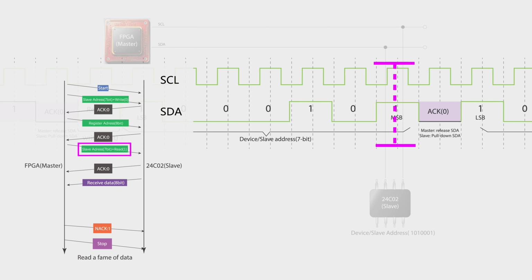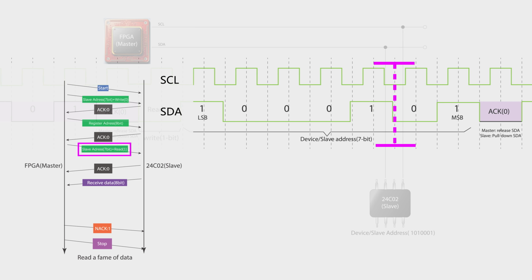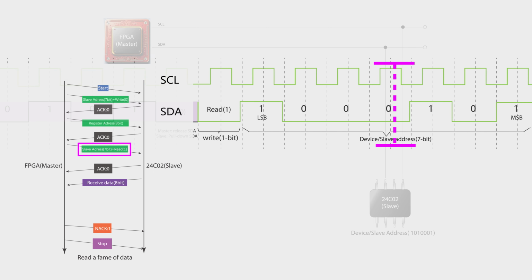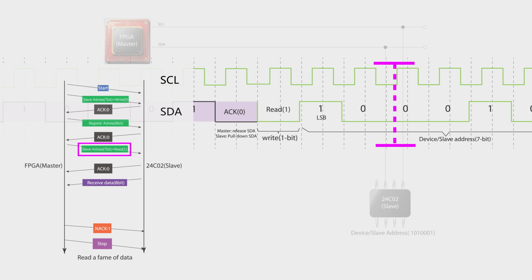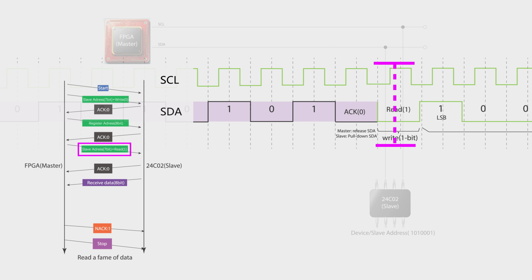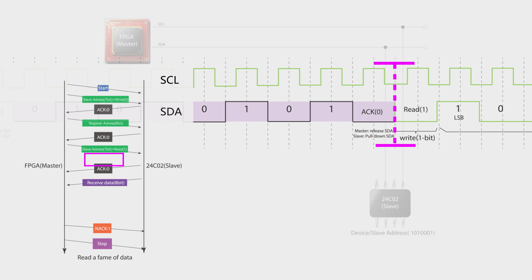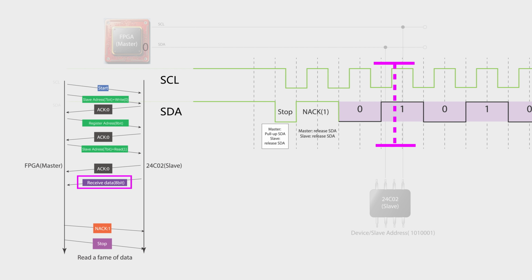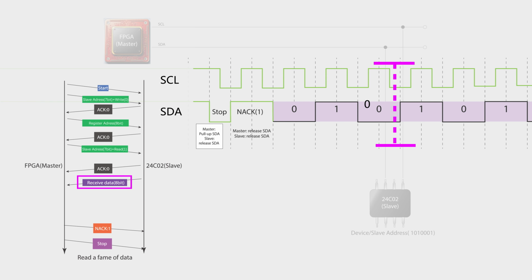The master sends the device address of 24C02 plus 1 bit of read to tell the slave that the master wants to read the data in the previously sent register address. Then the slave sends an ACK and 8-bit data to the master.